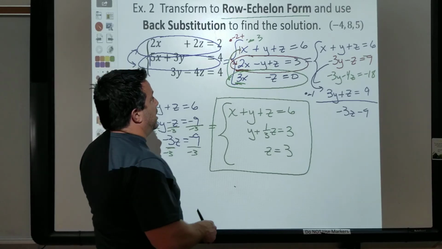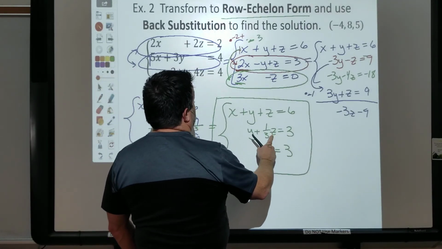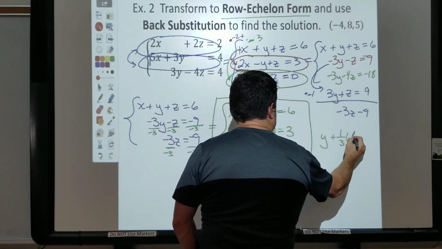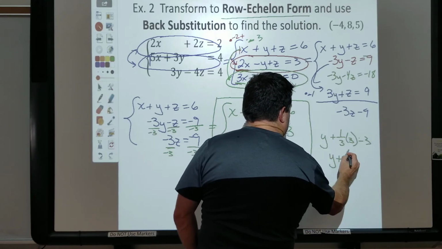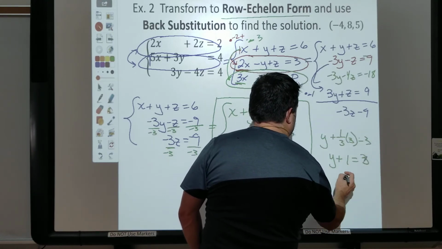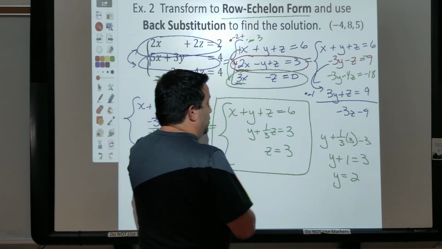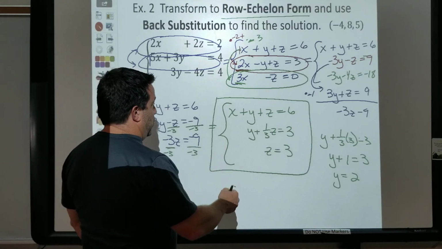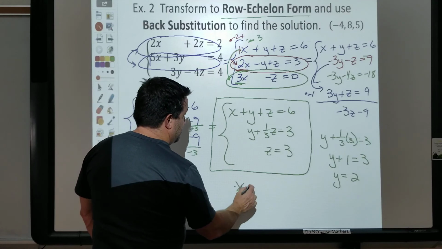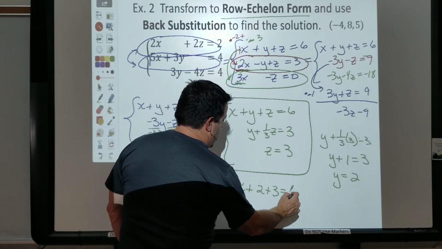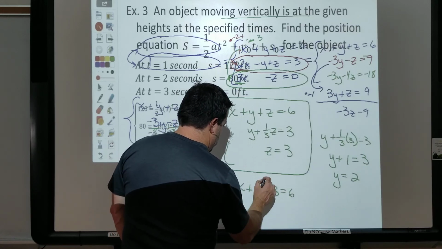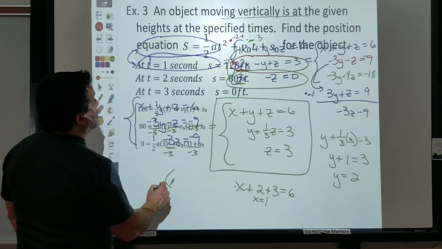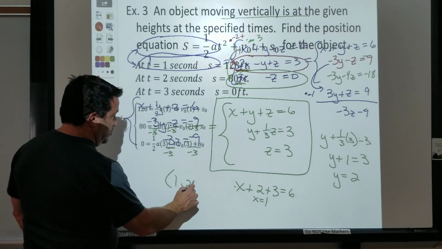If I do that, I substitute in 3, I would get y plus 1/3 times 3 equals 3. So y plus 1 equals 3. So y equals 2. And then if I go back to the first equation and I put x plus 2 plus 3 equals 6, I get x equals 1. So my ordered triple would be 1, 2, 3.